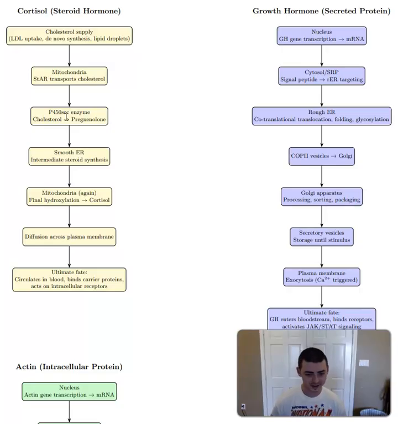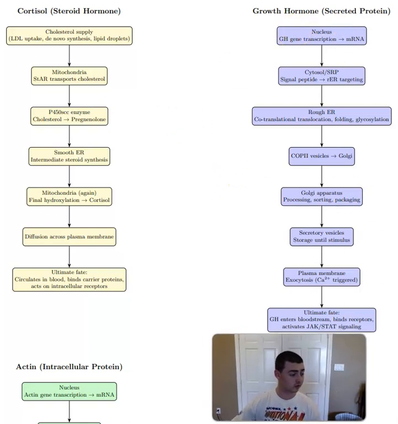pregnenolone. Next, the pregnenolone moves to the smooth ER, where a series of enzyme reactions modify it further. Then it cycles back to the mitochondria, where the final hydroxylation steps occur to make cortisol. Once synthesized, cortisol is lipid soluble, so it simply diffuses across the plasma membrane without needing vesicles. Finally, in the bloodstream, cortisol binds to carrier proteins and travels to target tissues, where it binds intracellular receptors and changes gene expression.